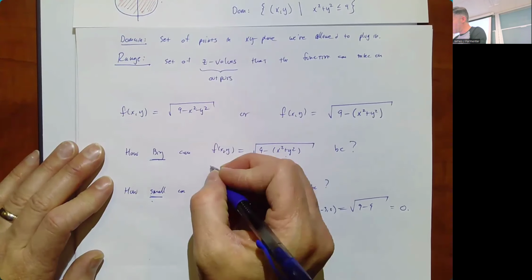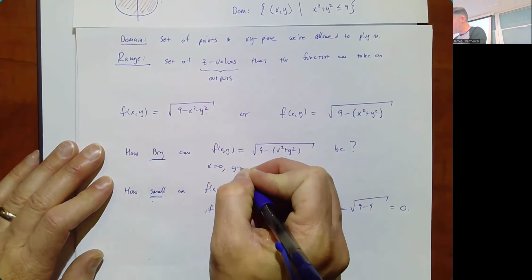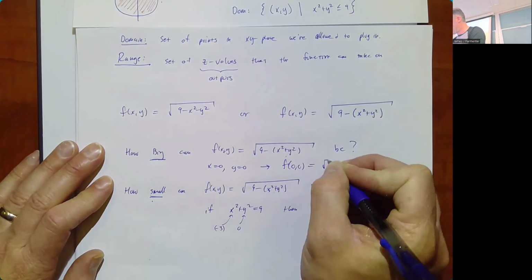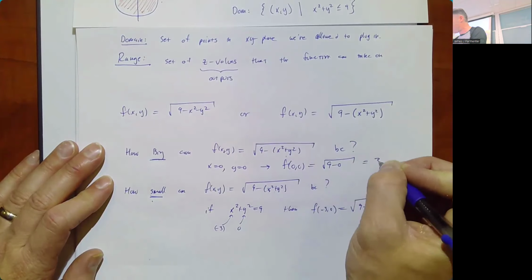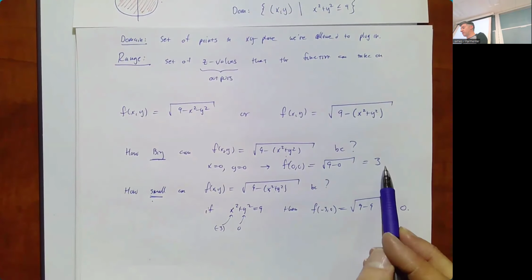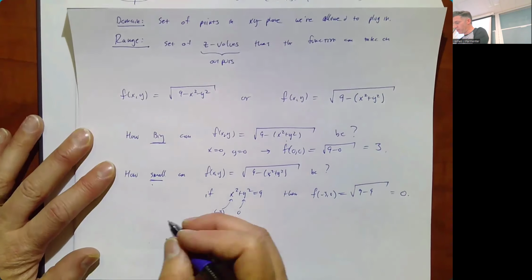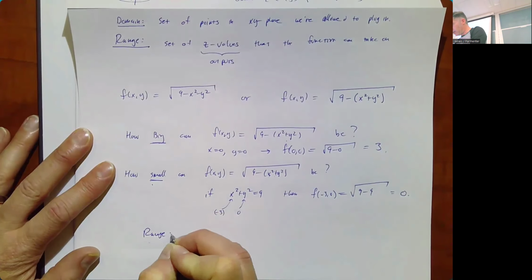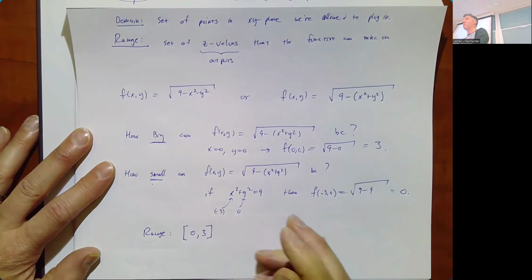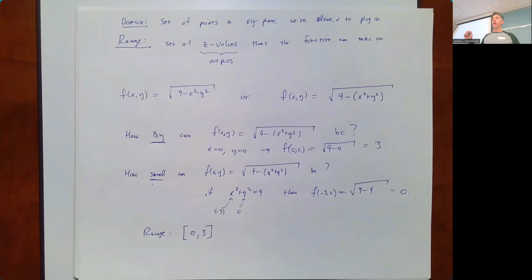So here we pick x equal to 0, y equal to 0, and we get f of 0, 0 is equal to the square root of 9 minus 0, which is 3. So our range looks like the biggest it can be is 3, and the smallest it can be is 0. So our range here is all values from 0 to 3 inclusive. And we do end up writing the range in the normal way, in interval notation, smallest possible z value to largest possible z value.